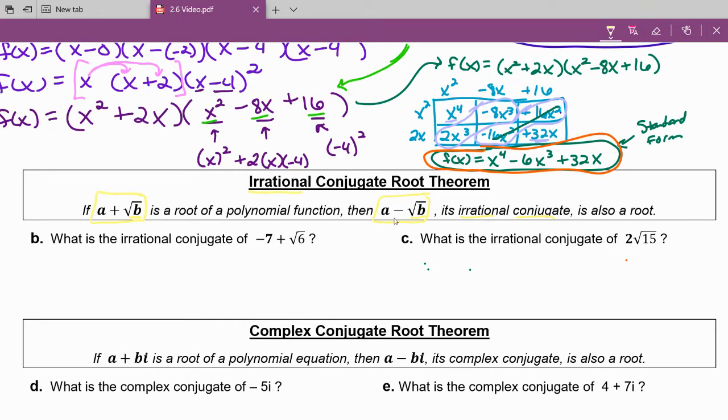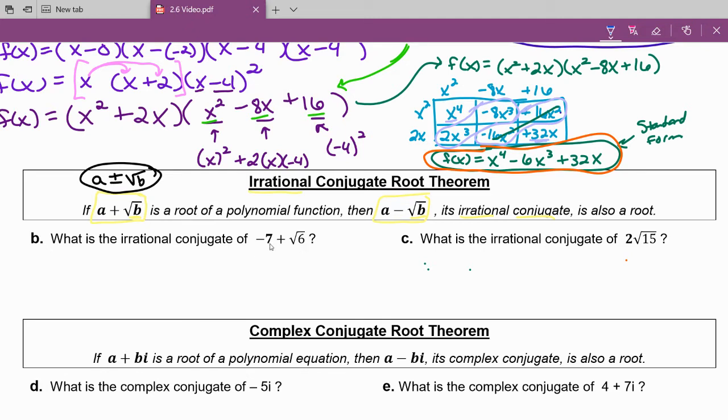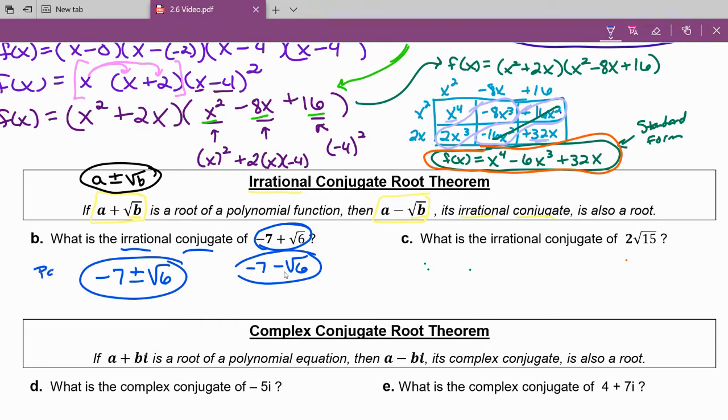So basically, you have a plus minus the square root of b. This is your pair of conjugates together. But if they're written separately, or if you're given only one of them, and you're asked what is the irrational conjugate of this here, the -7, which is the rational number, is not going to change. It's the square root that has the opposite sign. So -7 plus square root of 6 and -7 minus square root of 6 are your conjugates. They make up the pair of -7 plus or minus the square root of 6. And again, you cannot have one without the other.